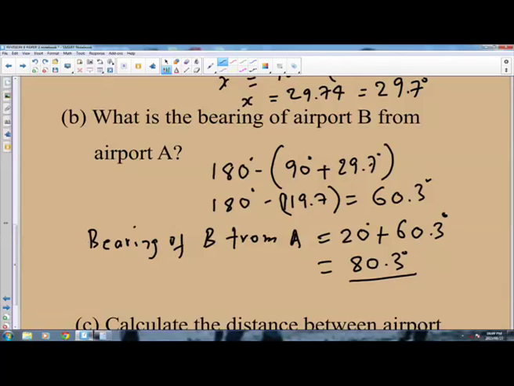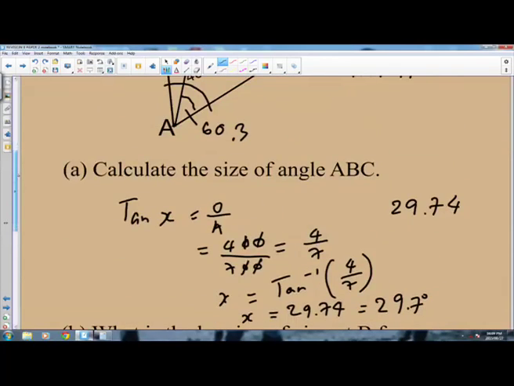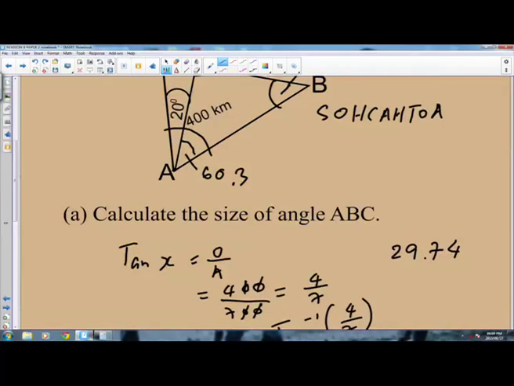We simply need to add the angle at A, in this case 60.3, and then the 20. This will give us 80.3 degrees. And remember, we are saying this is the bearing of B from A. So that means we are to work at the angle located at A. We are working on the angle located at A. That is 80.3 there.